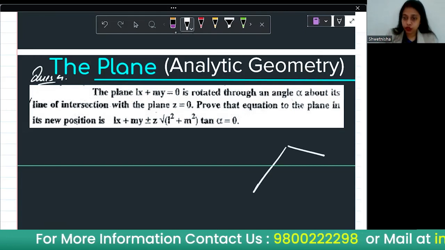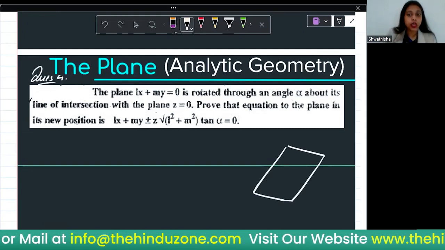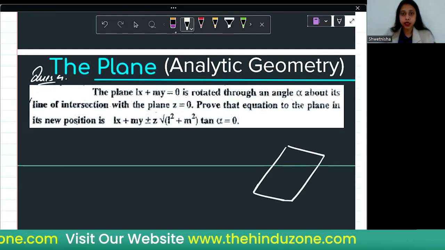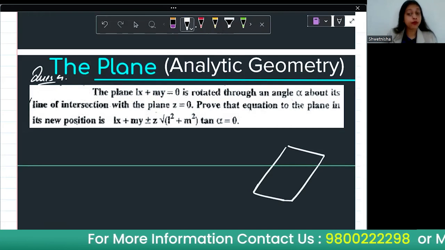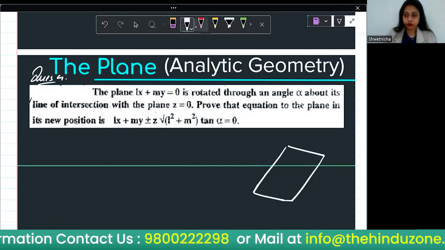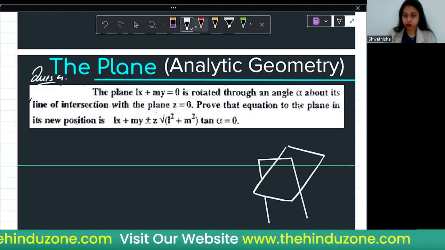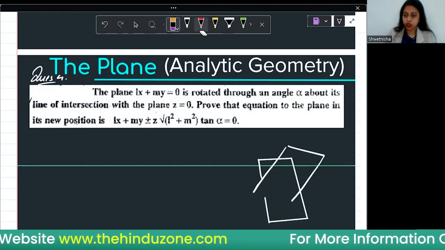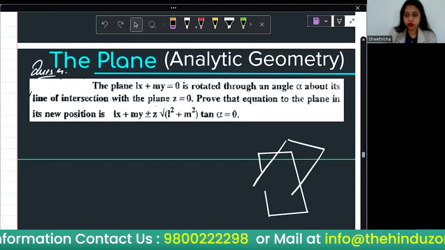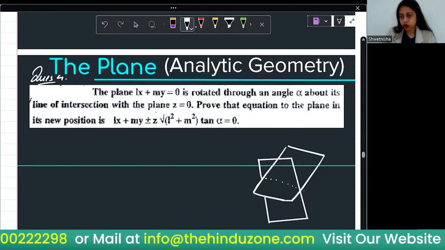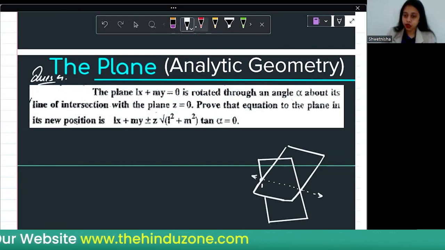If you have a plane which is rotated, a plane can be rotated about any line that is on that plane. Okay, so it's important to specify that line, and that line here is the line of intersection with z equals 0. So first of all, I'll draw z equals 0 before rotating it. So let's say this is the plane z equals 0. And the line of intersection it gives me is this one. This is the line of intersection. This is P and this is Q.